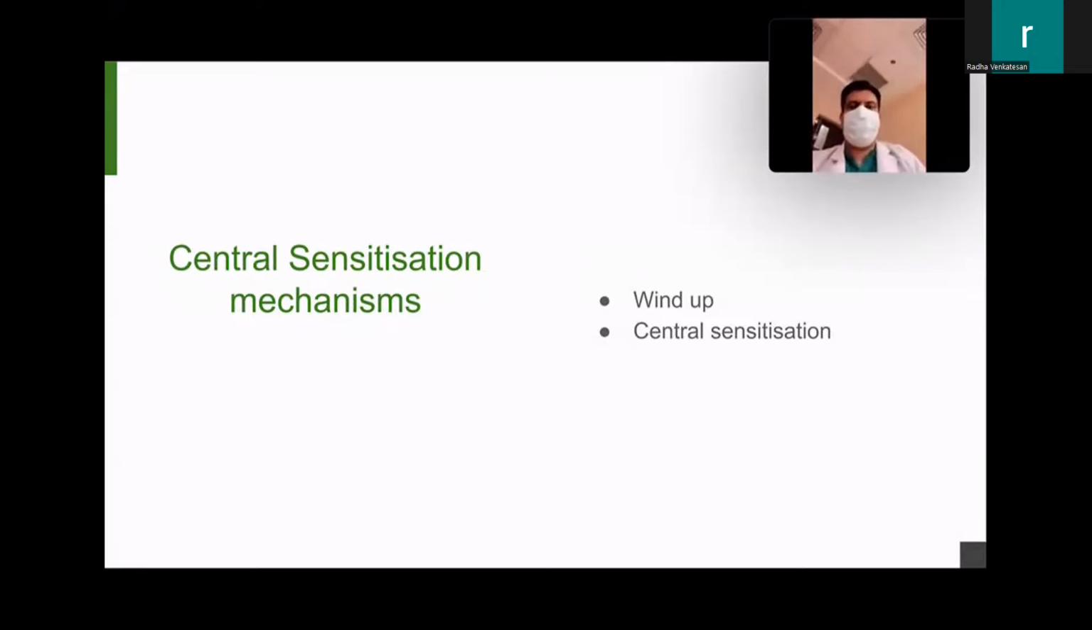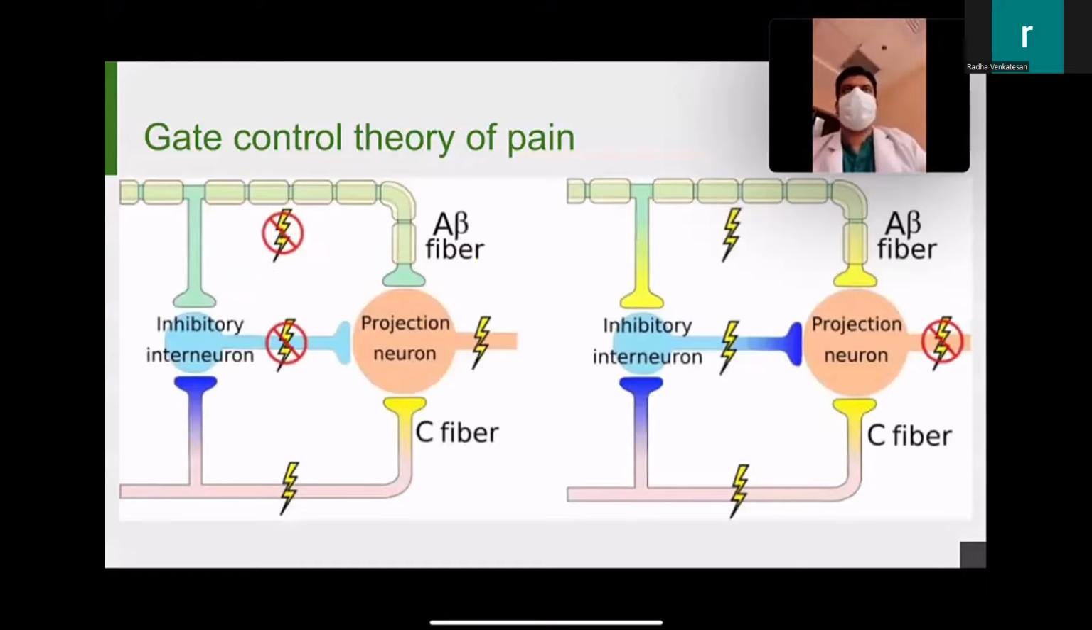Common are wind-up and central sensitization. Wind-up is basically an amplification of the response. If you understand the word amplification, what is amplification? It is making something small into big. So that is what happens. It could be of two types, a wind-up mechanism or a central sensitization. Both of them are amplification only. But wind-up is a short-lived phenomenon, whereas central sensitization, if it happens, is a long-lasting phenomenon.